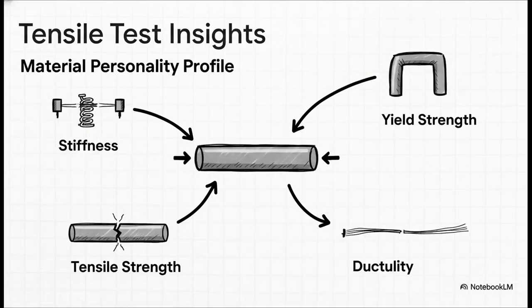And what's amazing is that this one simple test tells you a whole bunch about a material's personality. We learn its stiffness, how much it resists being stretched. We find its yield strength. That's the point of no return where it's permanently deformed. We find its ultimate tensile strength, the absolute maximum it can handle before it starts to fail. And we see its ductility, basically how much it can stretch before it finally breaks.